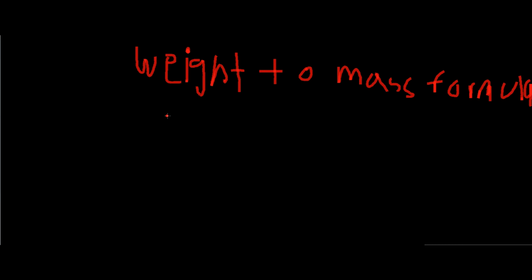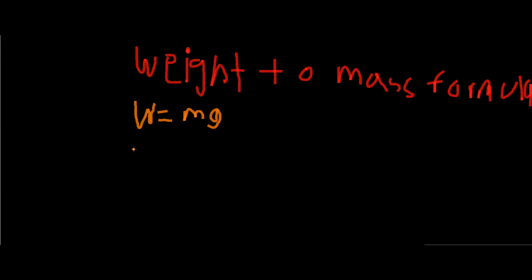So the formula for weight to mass conversion in physics is big W for weight equals mass times small g. And small g is gravity, and it's different from planet to planet.